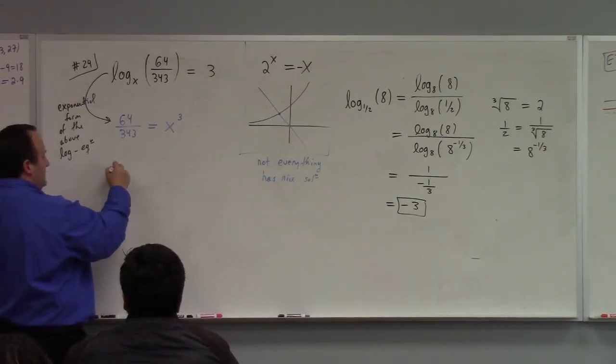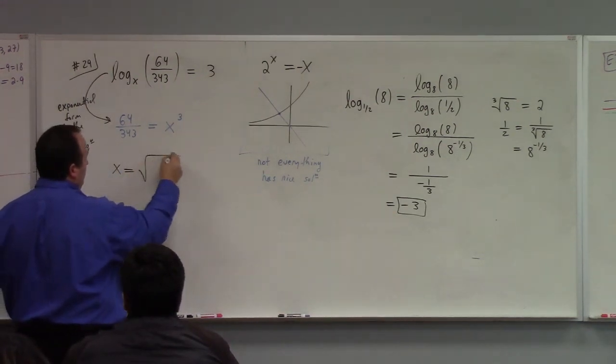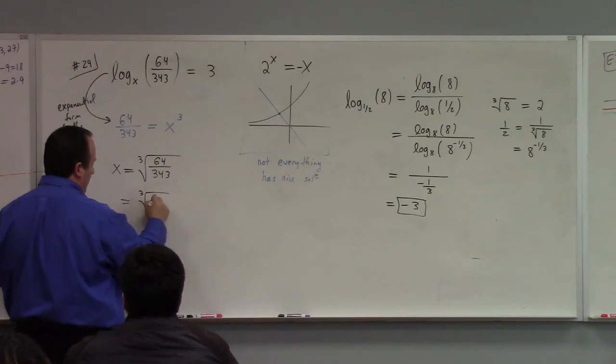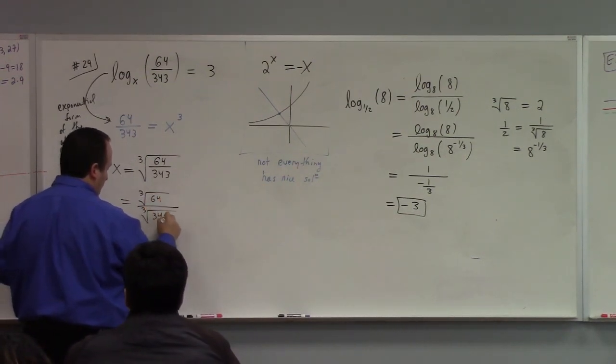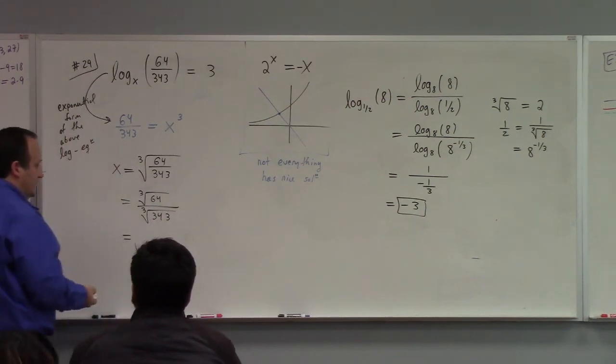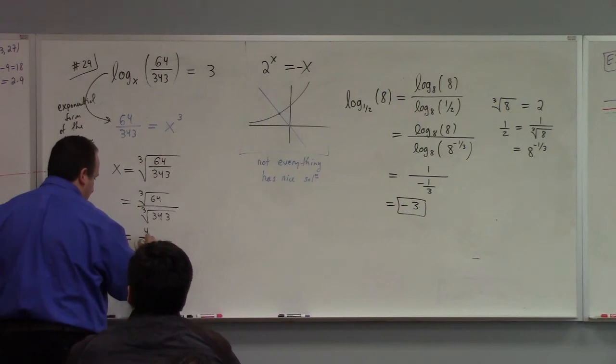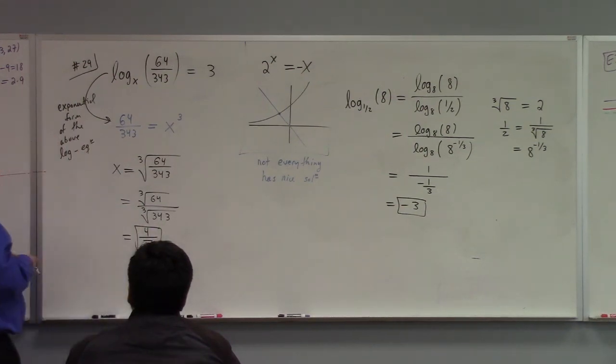So we have x equal to the cube root of 64 over 343, which is equal to the cube root of 64 divided by the cube root of 343. The cube root of 64 happens to be 4. The cube root of 343 happens to be 7 because 7 cubed is 343. So the answer here is 4/7.